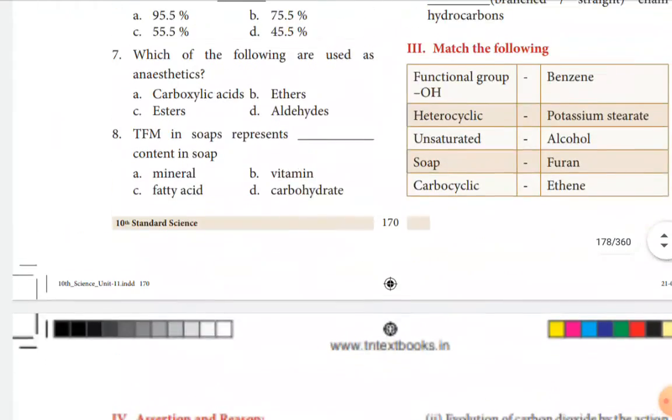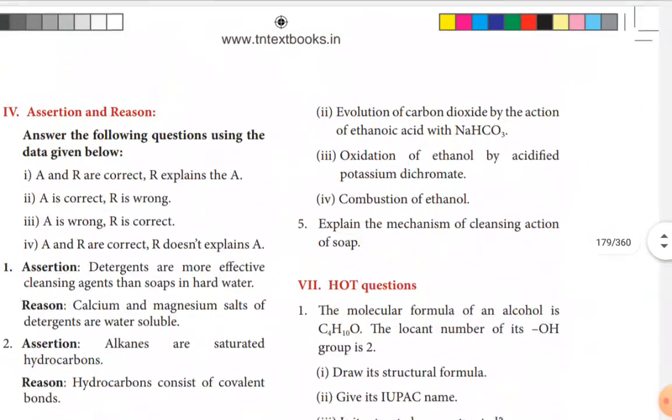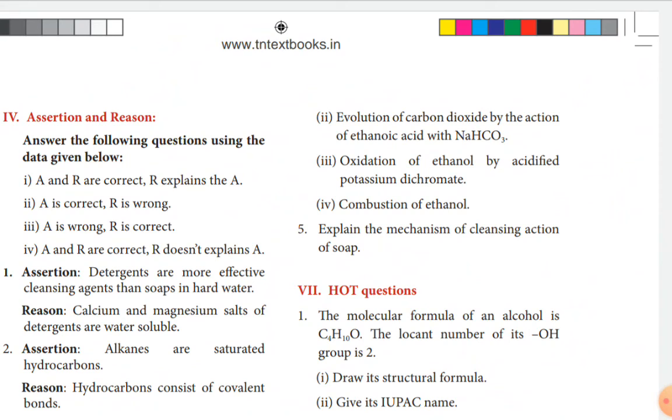The fourth long answer is simple. You have to write and practice. Only by regular practice can you get the knowledge of writing answers. First one, neutralization of sodium hydroxide with ethanoic acid. You should know the formula of the reactant and product, sodium ethanoate and water. Then next, evolution of carbon dioxide: ethanoic acid CH3COOH plus sodium bicarbonate gives sodium ethanoate, carbon dioxide, water. Then oxidation of ethanol, CH3CH2OH in presence of potassium dichromate, gives ethanoic acid and water.